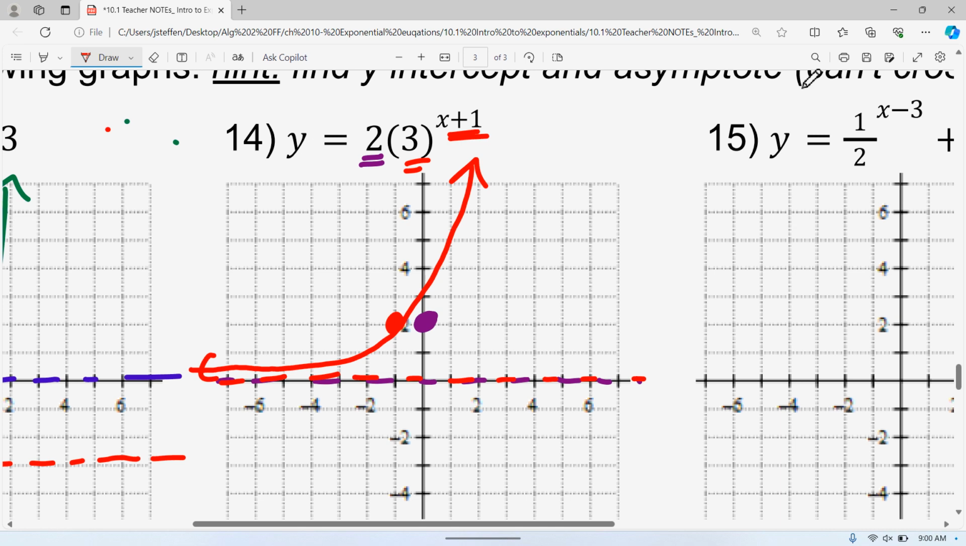But I check when I grade this. I check the asymptote. I check that point, and then I check the general shape of your graph.